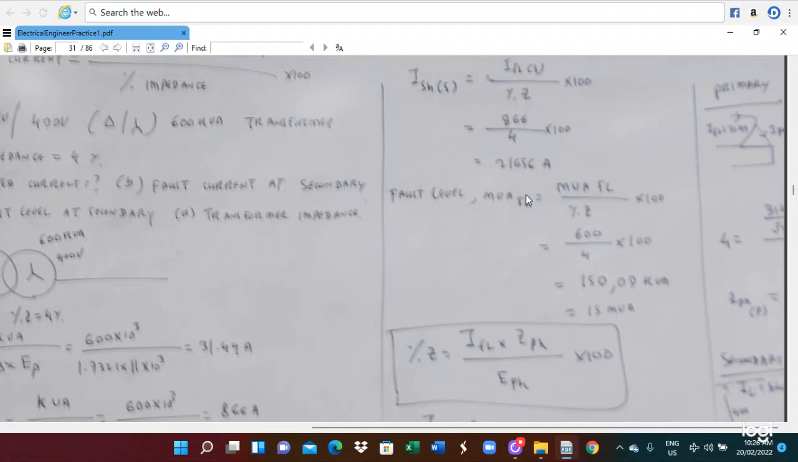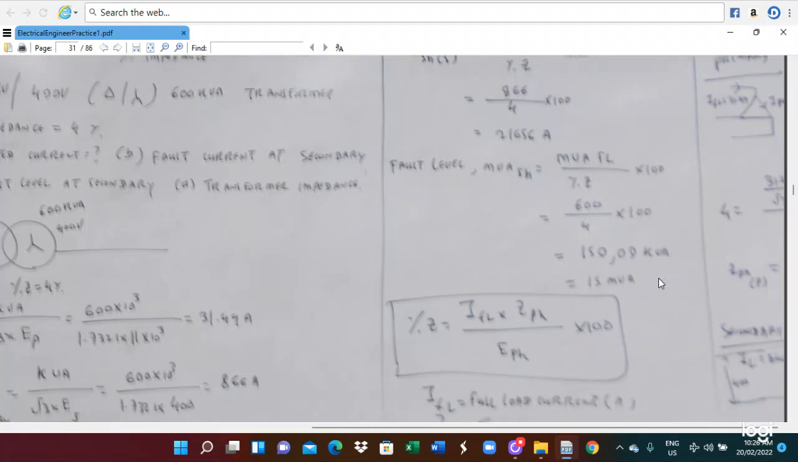The short circuit MVA is the MVA full load divided by the percentage impedance, multiplied by 100. We substitute the MVA full load as 600, so 600 divided by 4 multiplied by 100, you get 15,000 kVA. This is the short circuit MVA.